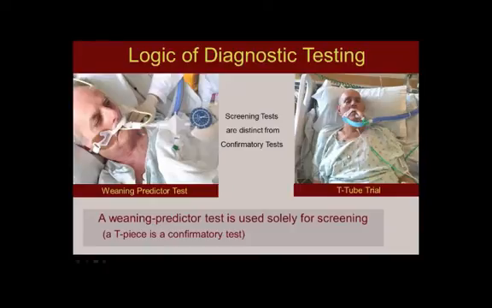So a Weaning-Predictor Test is used solely for screening. For confirmation as to the weanability of a patient, we do the second step, which is a T-piece. And these are totally different types of tests, and they're done with totally different goals in mind.